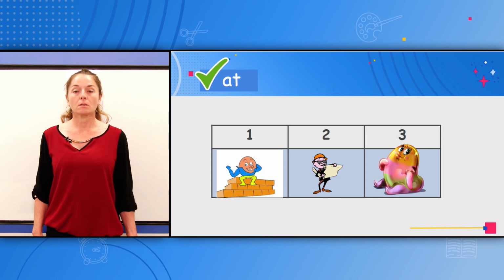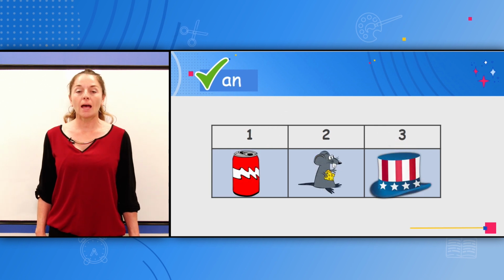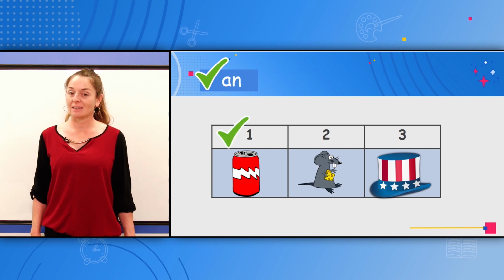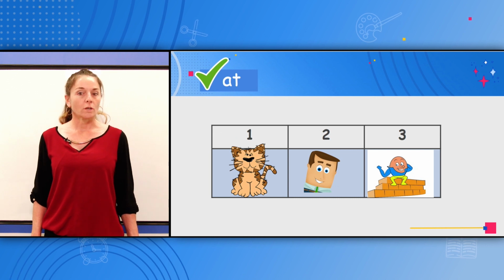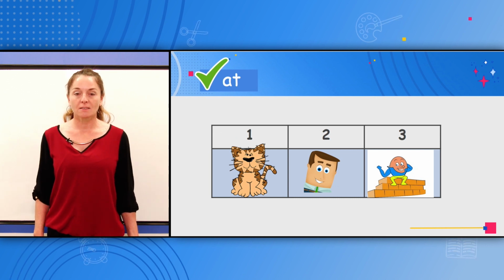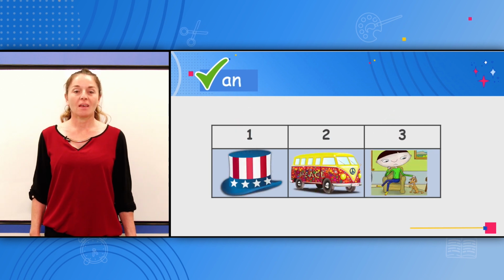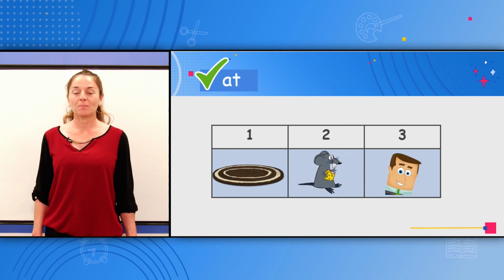At, sat, and fat. An. Can. Good. Which words end with at? Of course, cat and sat. An. A van. Very good.